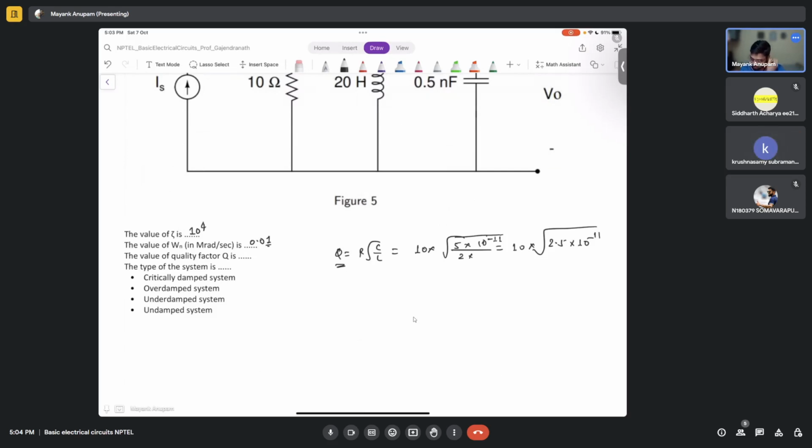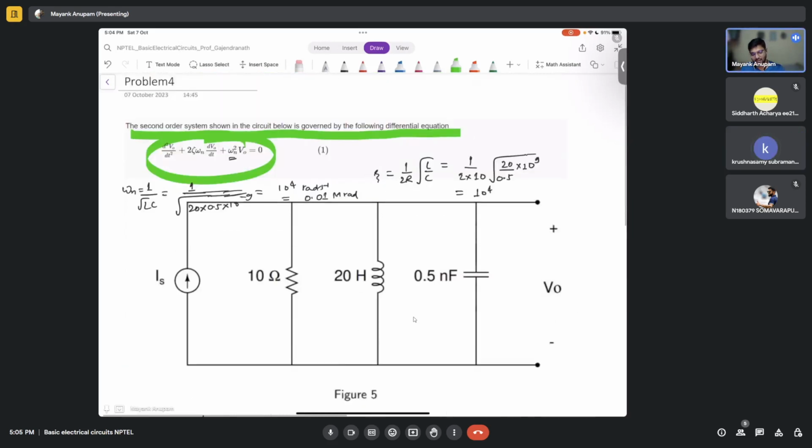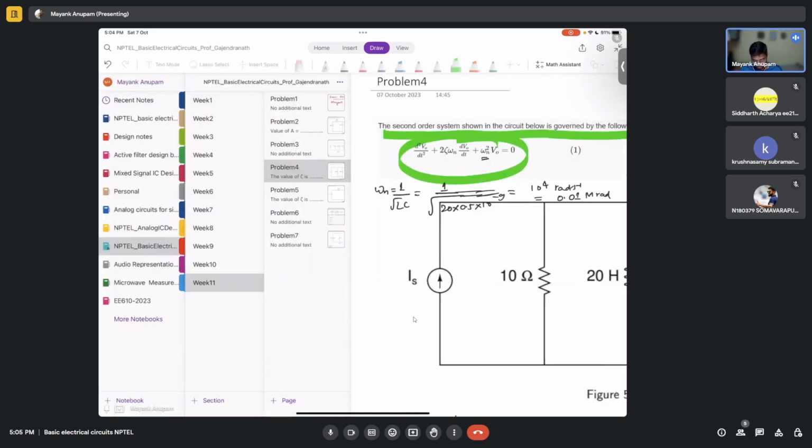Now tell me, what is this type of system? Critically damped, overdamped, underdamped? Overdamped. Zeta is greater than 1. Yes, it is extremely overdamped. Zeta is very large, extremely greater than 1 here. It is severely overdamped. Okay, fine.